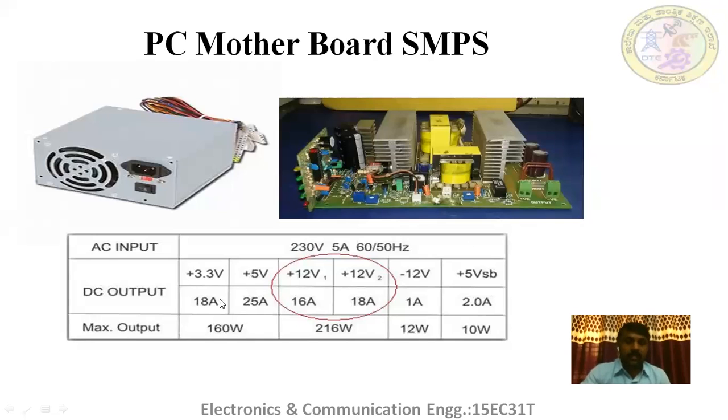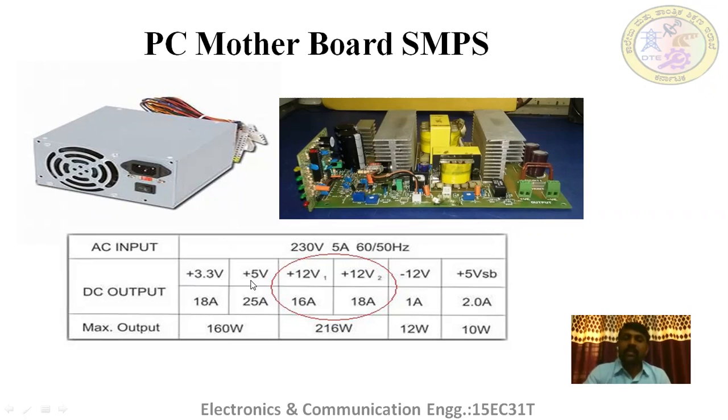Let me explain the uses of these different DC regulated voltages in the motherboard of a desktop computer. First, plus 3.3 volts. This is used to power PCI slots. PCI means Peripheral Component Interconnect. So the motherboard allows you to add extra cards related to sound or LAN, that is networking cards and sound cards. Those cards are powered using plus 3.3 volts.